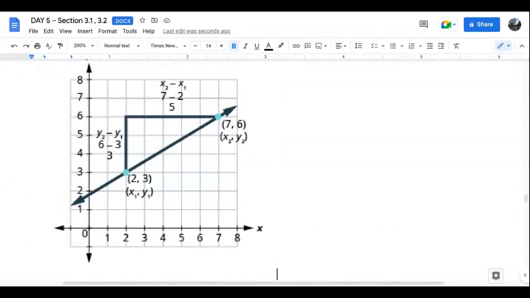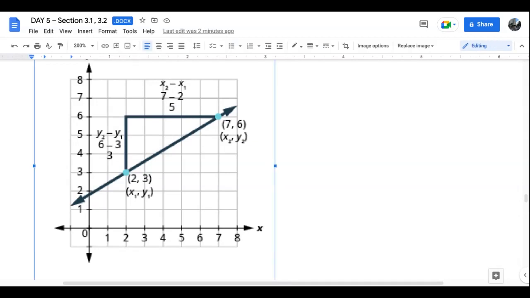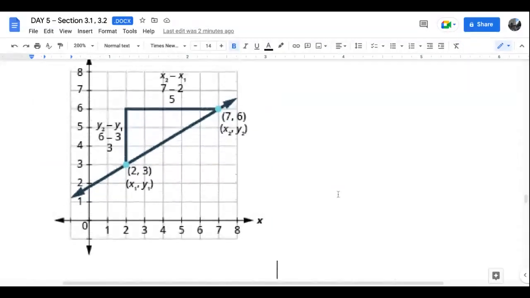So in this case, what's the slope? Slope is y2 minus y1, which is 3, divided by x2 minus x1, which is 5. So the slope is 3 over 5. Any questions?